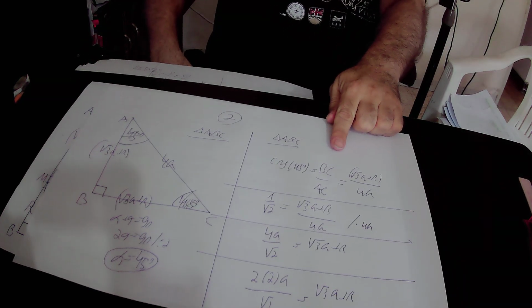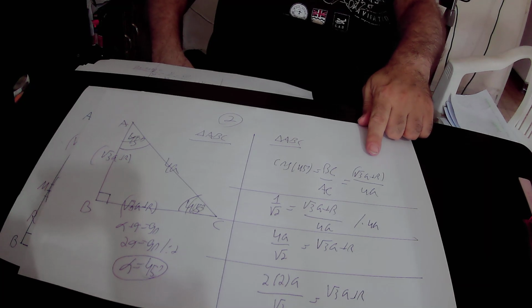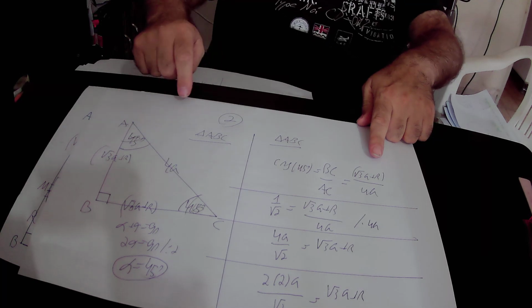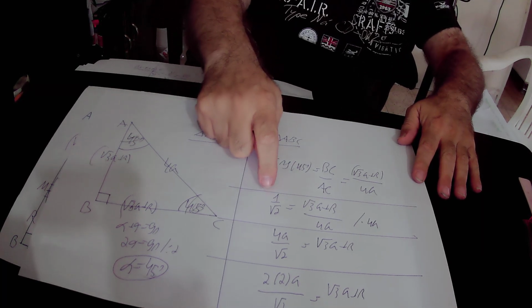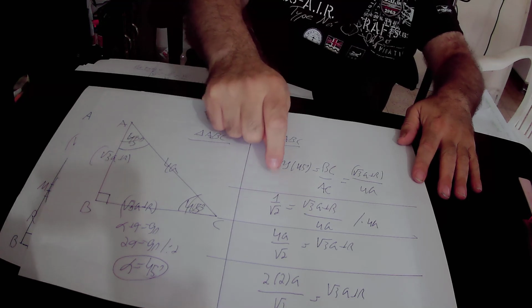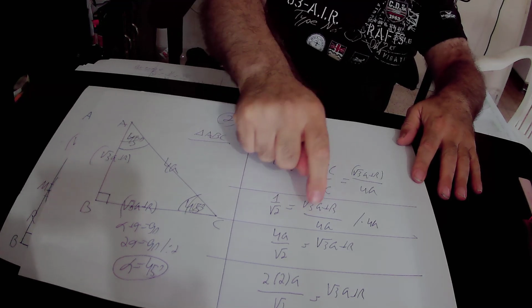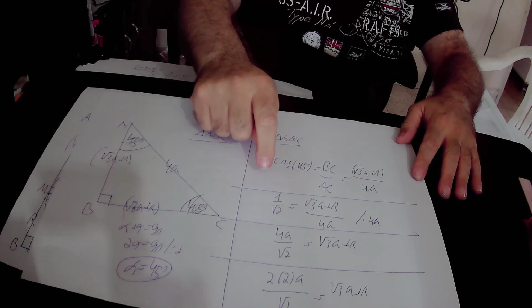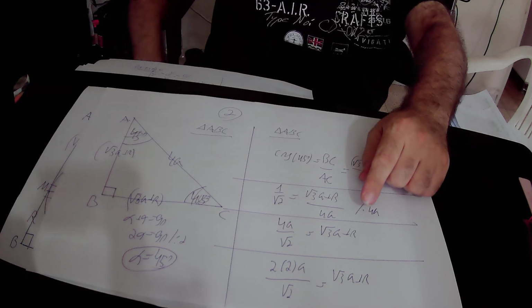Okay. Cosine 45 degrees equals BC over AC. BC is square root of 3 times A plus R, and AC is 4A. Cosine 45 degrees is 1 over square root of 2, so in conclusion we found that 1 over square root of 2 equals square root of 3 times A plus R over 4A. We multiplied this equation by 4A and found that 4A over square root of 2 is equal to square root of 3 times A plus R.